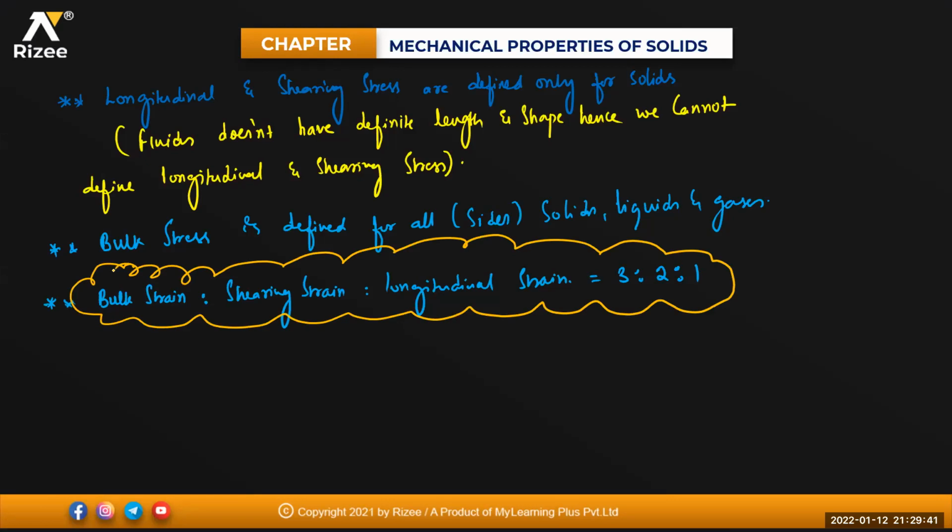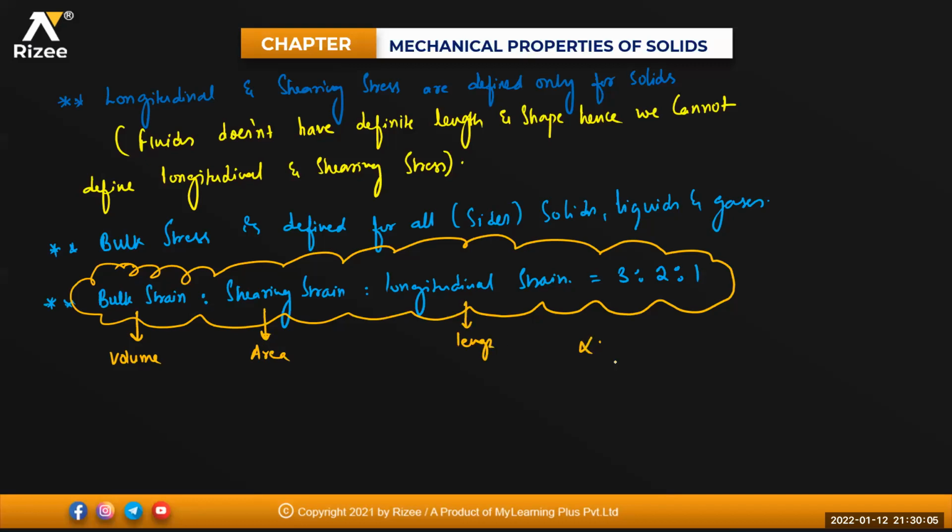Clear for everyone? Bulk strain, volume constant. In bulk strain, we talk about volume. In shearing strain, we talk about area changes. In longitudinal strain, we talk about length changes.